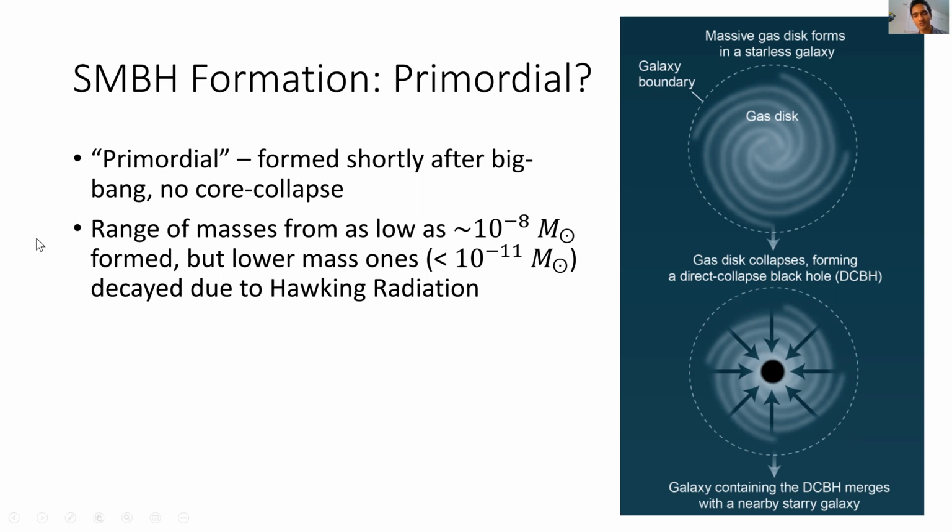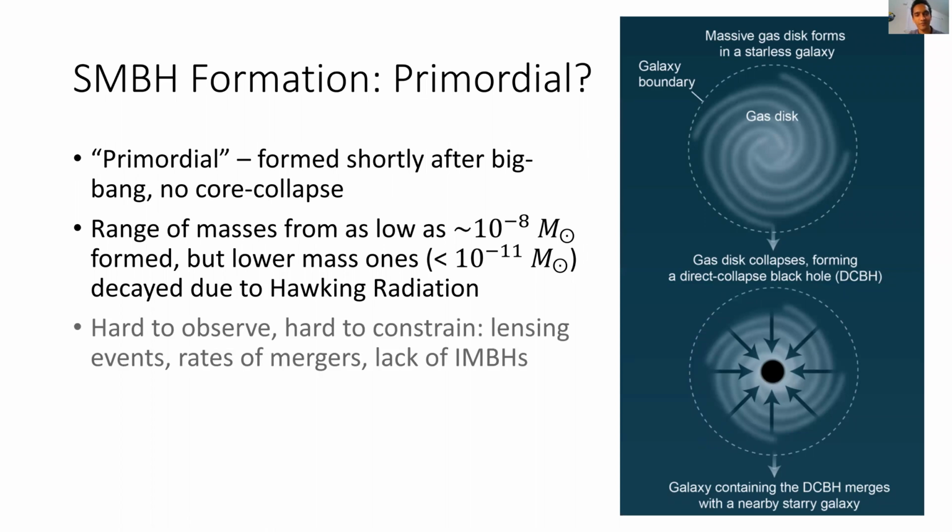Those ones decay away due to Hawking radiation. So over the age of the universe, basically, they just decay, losing mass energy to thermal radiation. We can't really see too many of these super small ones.